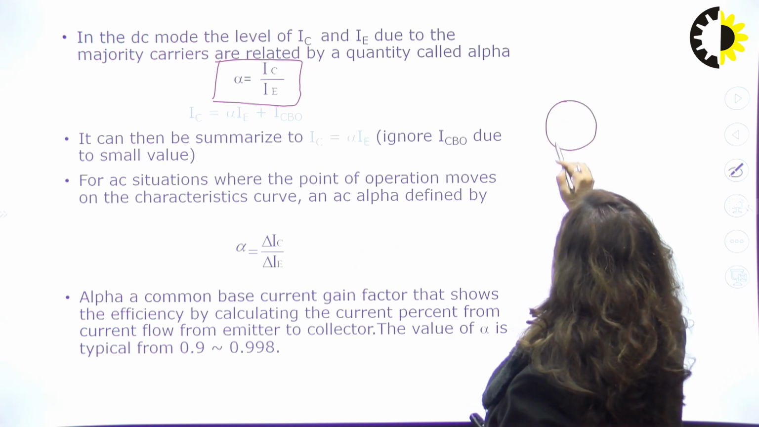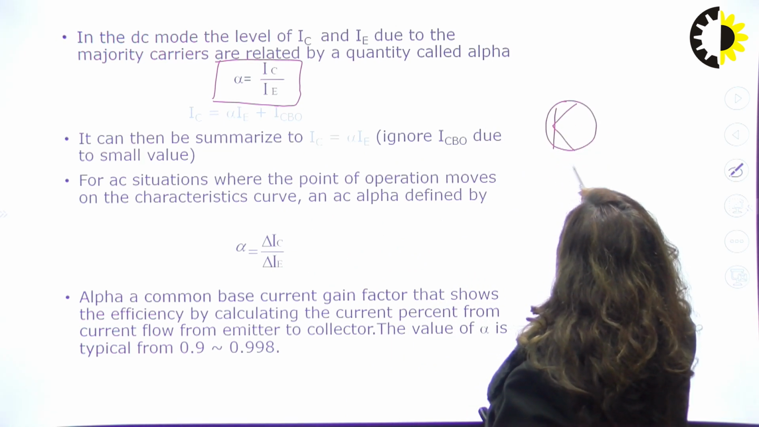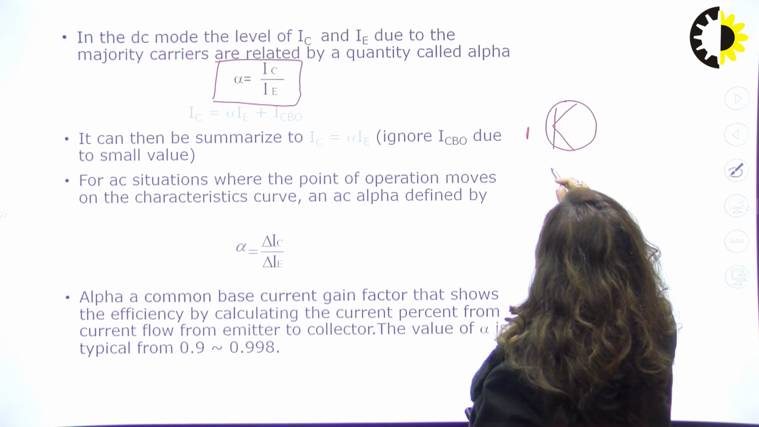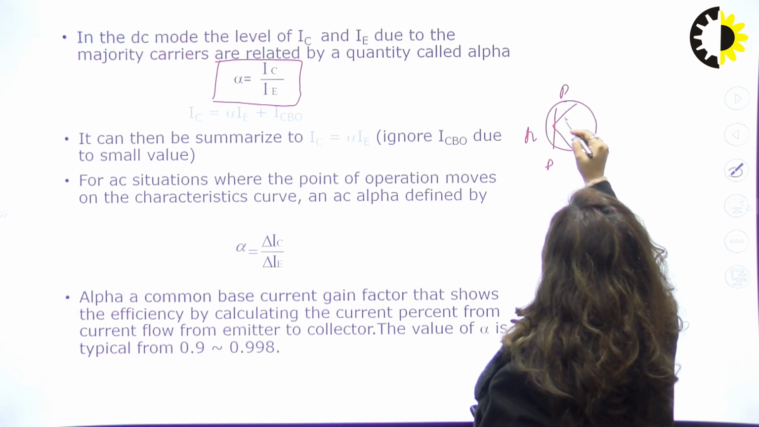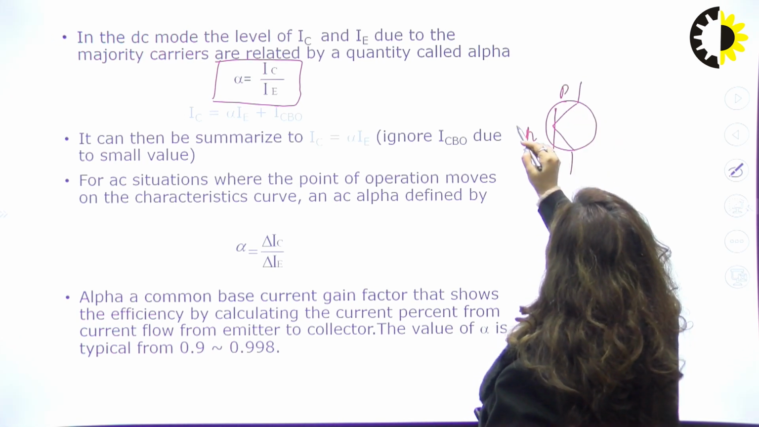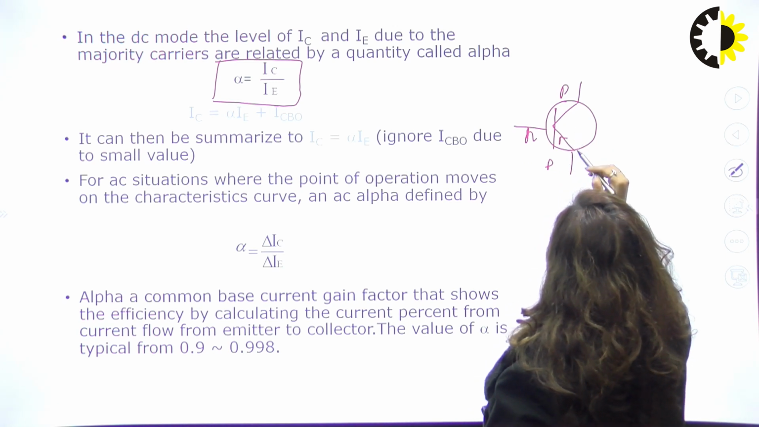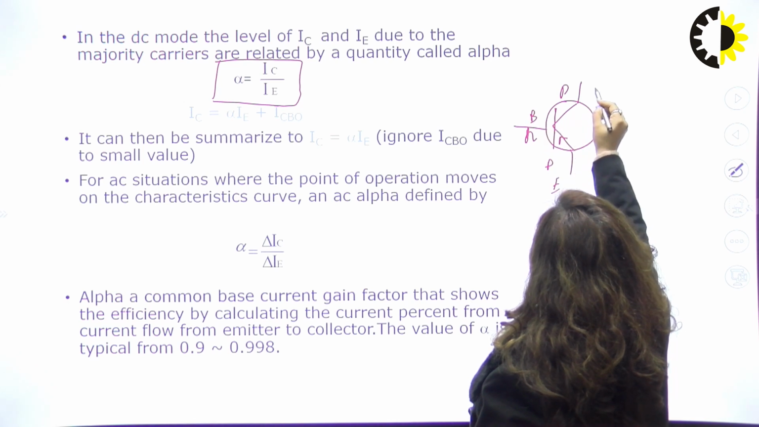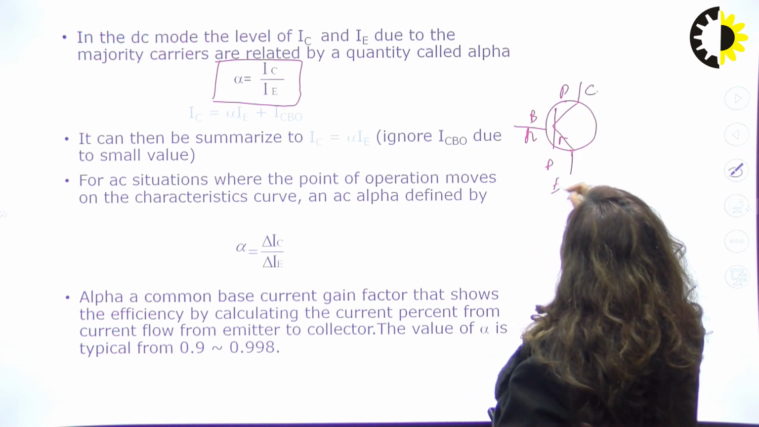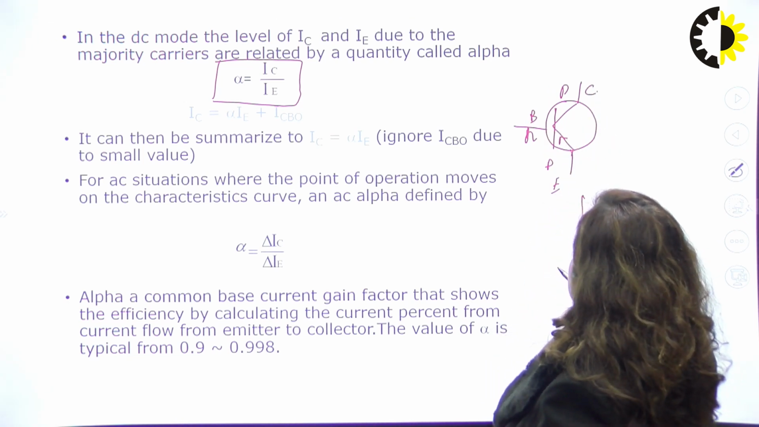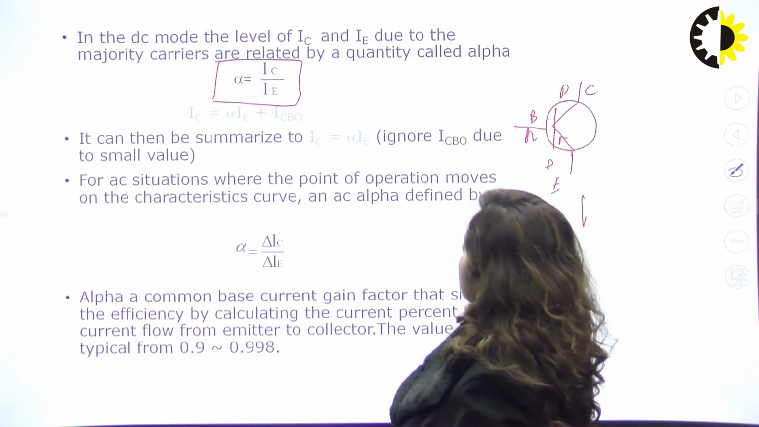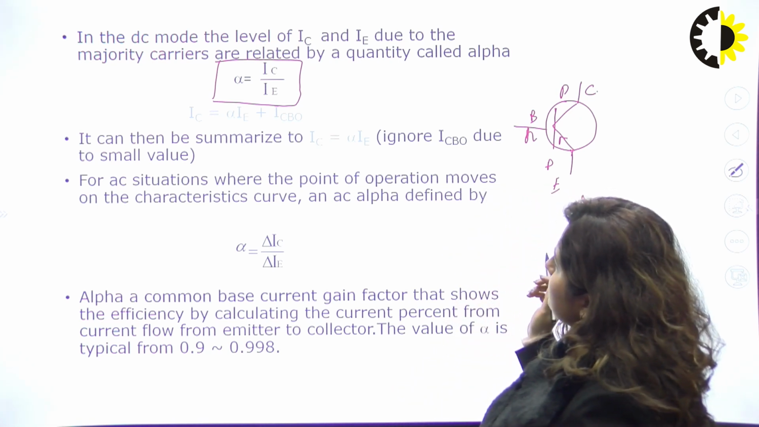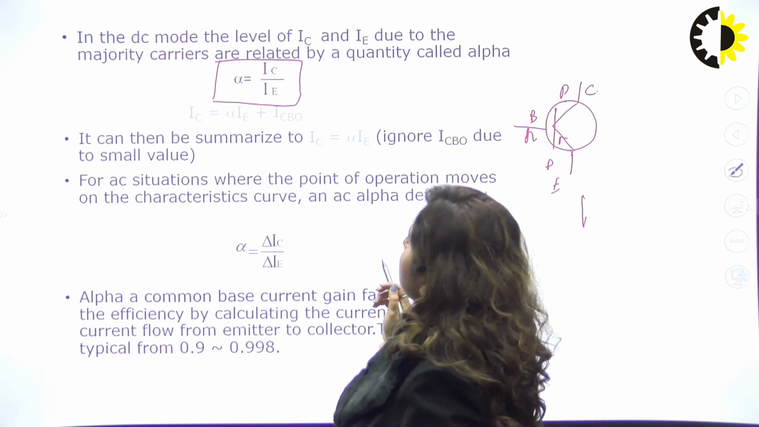If we draw this for a PNP type of transistor, we have this type of figure. The current will flow from here. We have the emitter, base, and collector, and the current flows from the P to the N side. So how can we find the value of alpha? Alpha is basically the collector current divided by the emitter current.